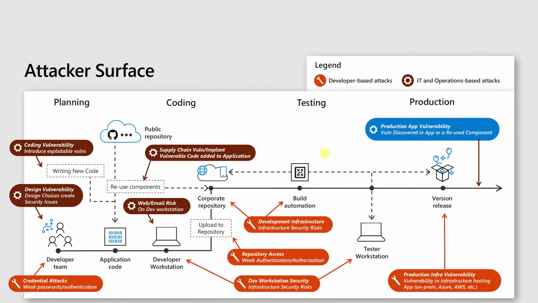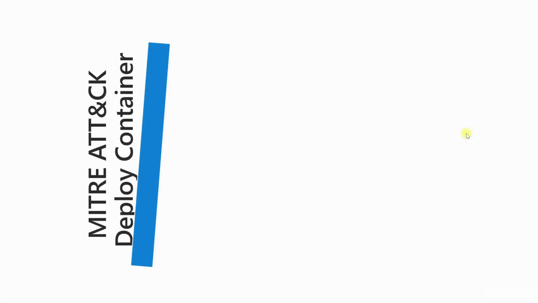Similarly, there are other attack surfaces which the attacker can leverage. We also have IT and operations based attacks which may lead to compromise of the CI/CD pipeline, for example including code which has vulnerabilities, design flaws, all of these things. But in our case, we will be focusing on the production app vulnerability, where the application is already running in production. And let's see.